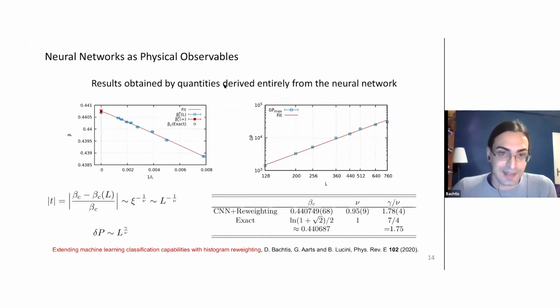So here is the finite size scaling analysis, and the results are summarized in this table. You can see that by using the neural network as well as reweighting, we are able to calculate accurately the critical inverse temperature as well as the correlation length exponent and the magnetic susceptibility exponent. And the results agree within statistical errors with Onsager's analytical solution of the two-dimensional Ising model.